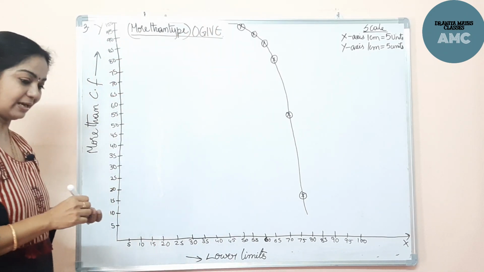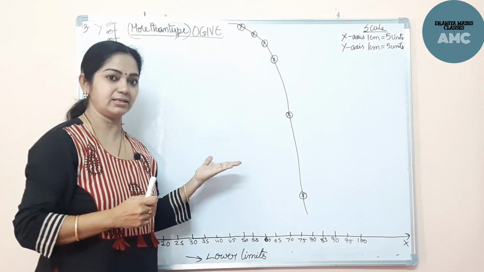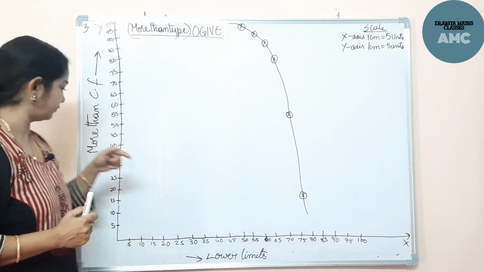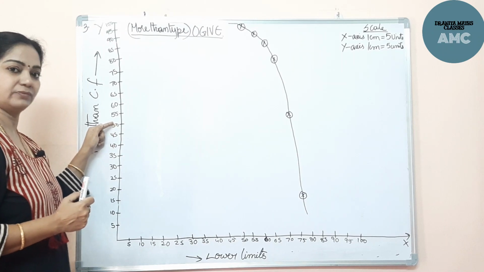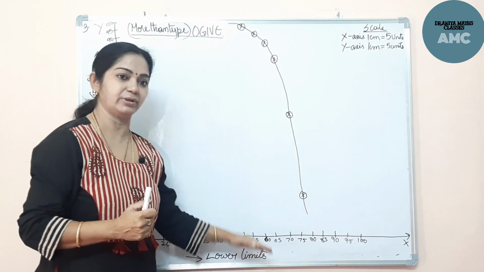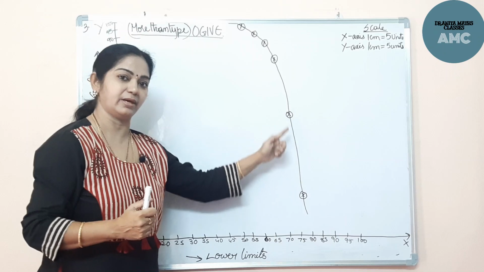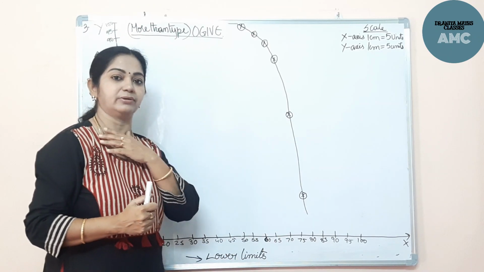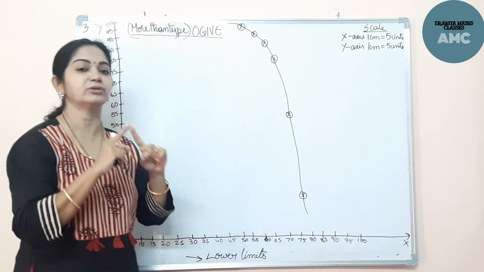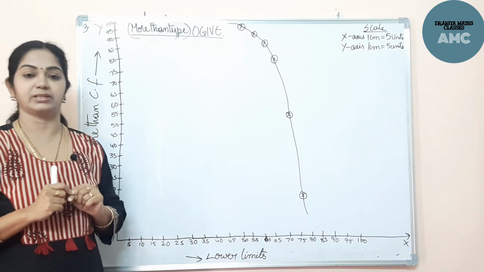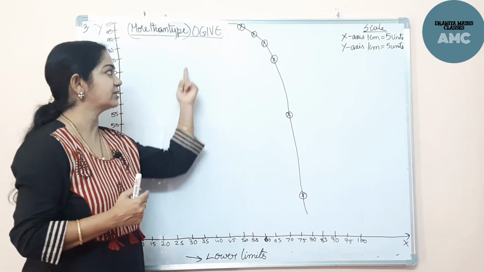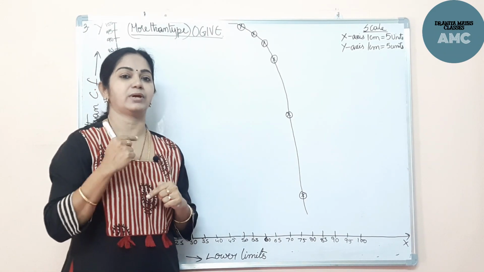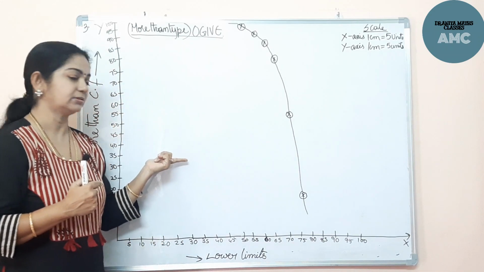Now, simply, the median is not asked here. If the median is asked, take n by 2, that is 50, plot 50 on the y-axis, draw a line parallel to the x-axis, then you will get a point. From there, drop a perpendicular. The foot of the perpendicular gives the median value, the x-coordinate. But the median is not asked, only to construct the more than cumulative frequency table as well as to draw the more than type ogive curve. So read the question and answer the problem.